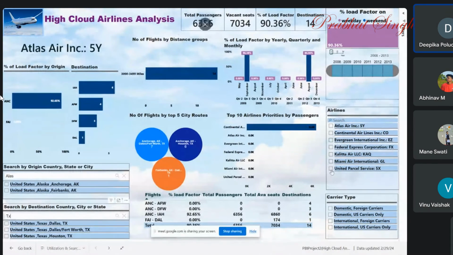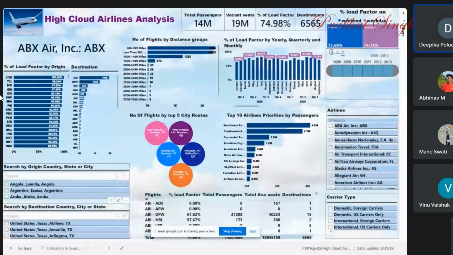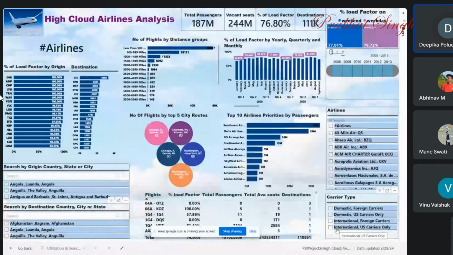Finally, the conclusion of this project, Highcloud airline analysis, is to get vital insights into aerospace operational performance and understand passenger behaviors. That's all from my side, sir. Thank you so much.